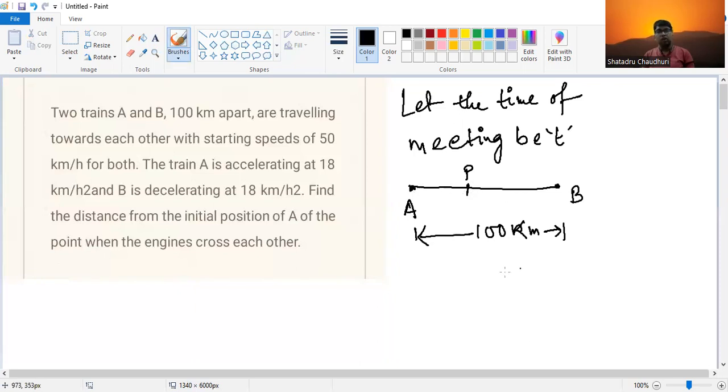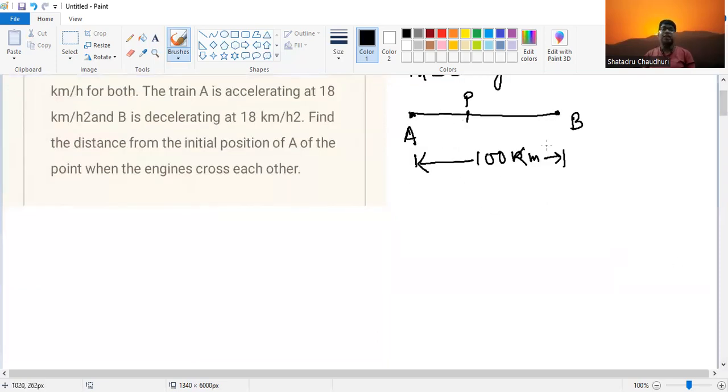Now in this case, since both the trains met at the point P, the total distance covered for both the trains must be equal to 100. That is, SA for train A plus SB for train B must be equal to 100.